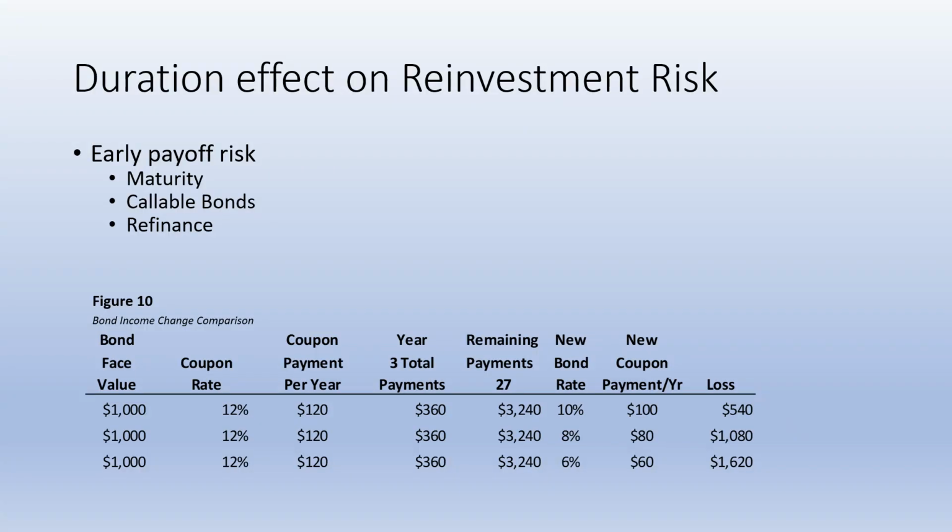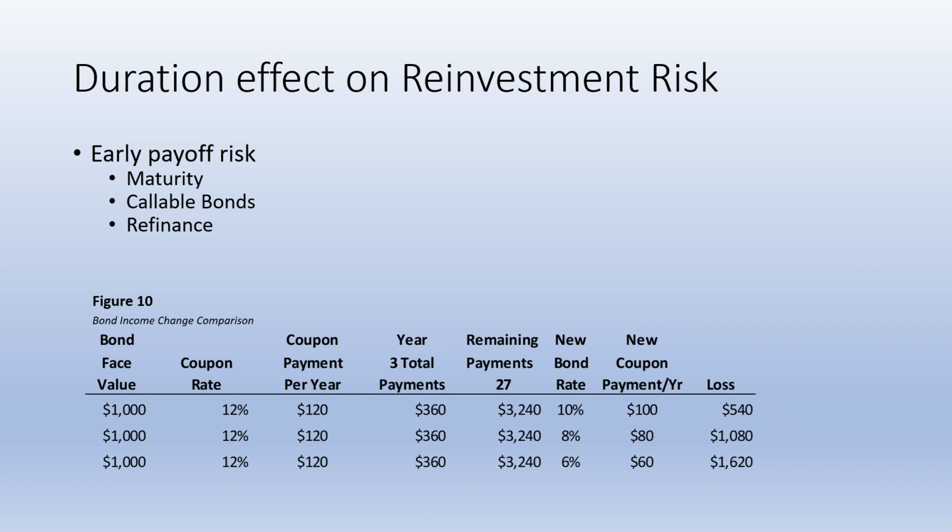Reinvestment rate risk increases over time for a bond portfolio due to bonds reaching their maturity date and redeeming. And with callable bonds, which allow for early payoff without penalty based on providing a higher than market coupon rate for the option, or bonds simply paying off early. Figure 10 compares the potential cost of early payoff in year 3 of a bond with a 30-year maturity, a coupon rate of 12%, and an annual coupon payment of $120.